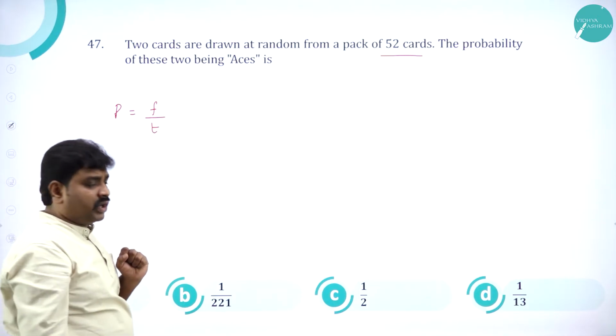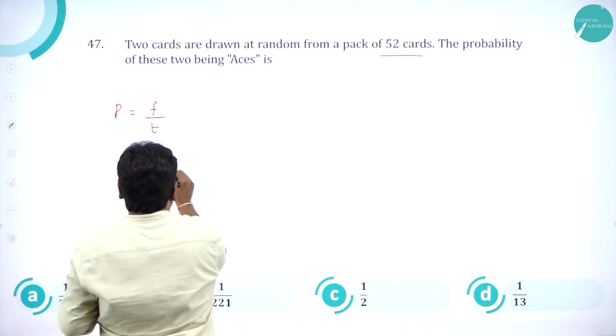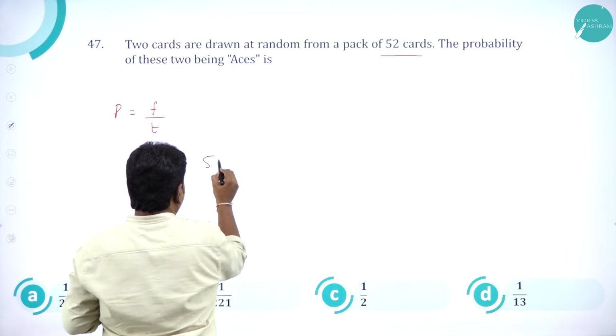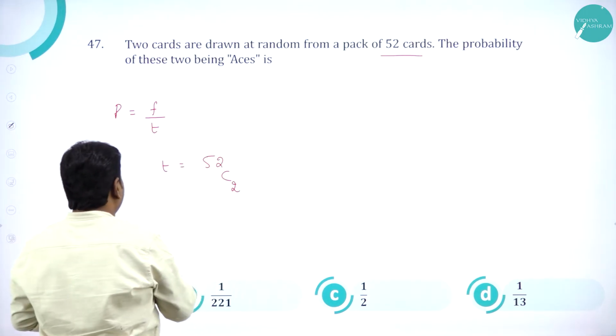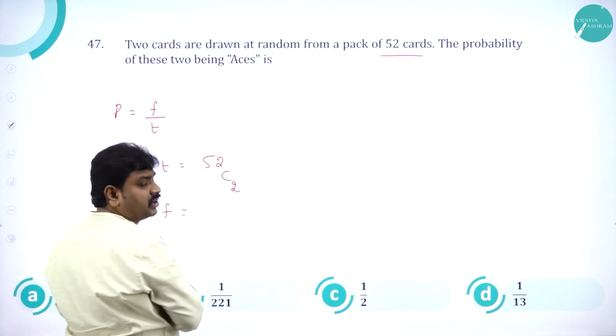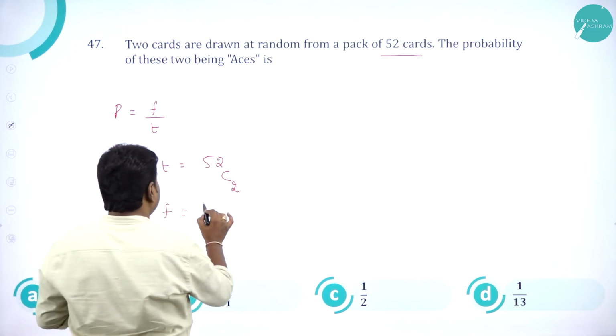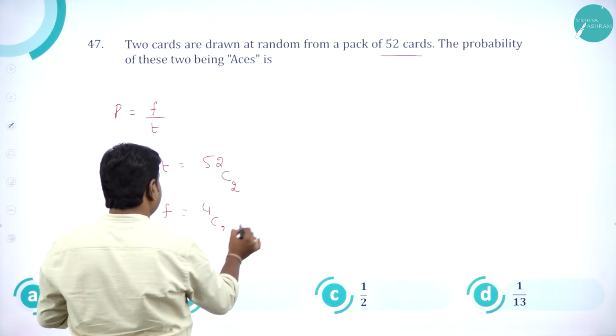And you are not drawing one card. So, total, how many ways can you take two cards? Out of 52 cards, two cards can be drawn in 52C2 ways. And probability of getting a favorable outcome. Favorable is what? Getting aces. How many aces are there? Four aces. You have to pick two.